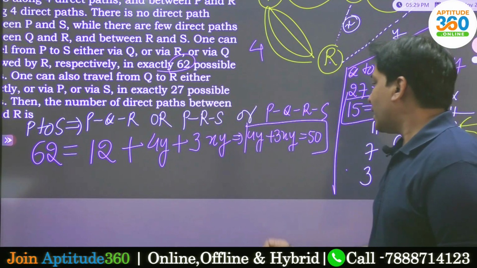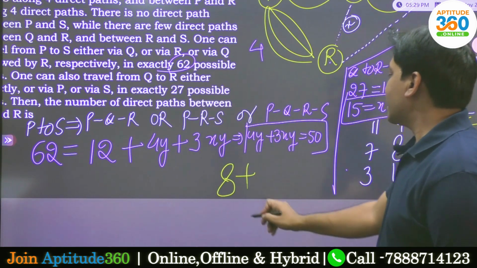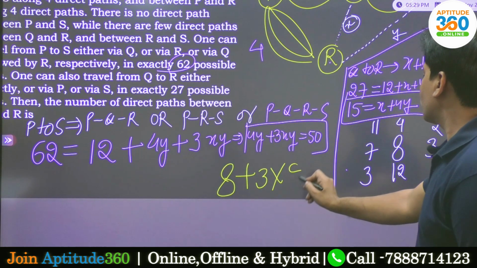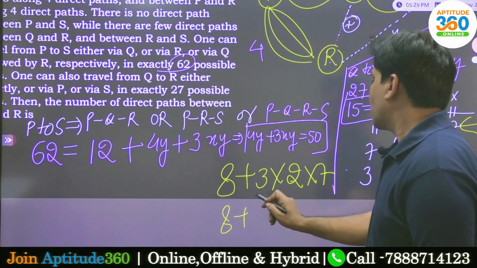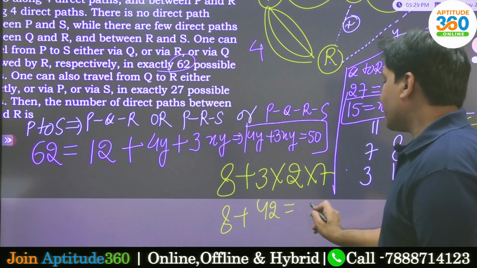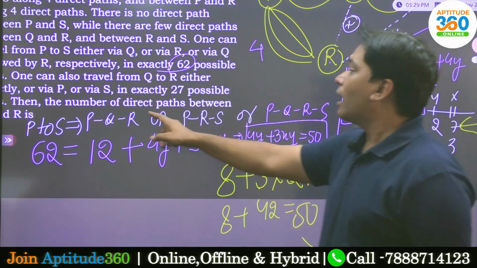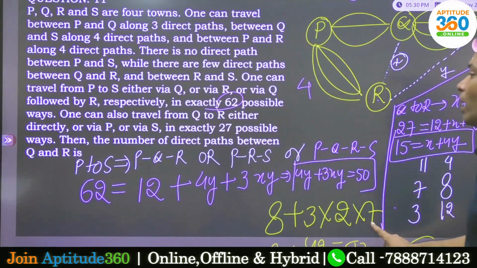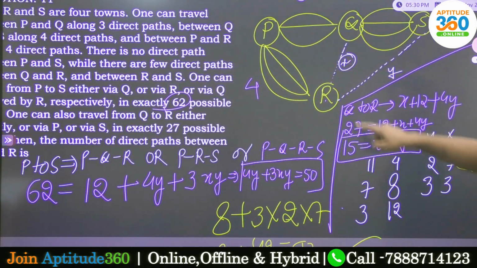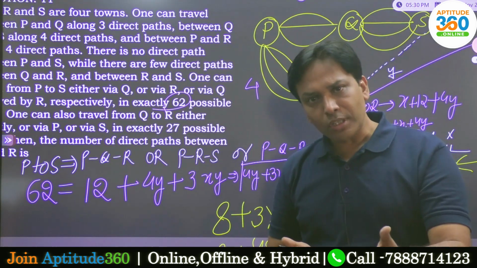So over here x is equal to 7 and y is equal to 2. So y is equal to 2, 4 times 2 is 8, and then 3 into 2 into 7. So 8 plus 42, are we getting 50? Yes, it is. So what is going to be the value that they are asking you? Because they are asking you what? The number of direct paths between Q and R. So for Q and R, the value is x, and what is the value of x that we have figured out? It is nothing but 7.